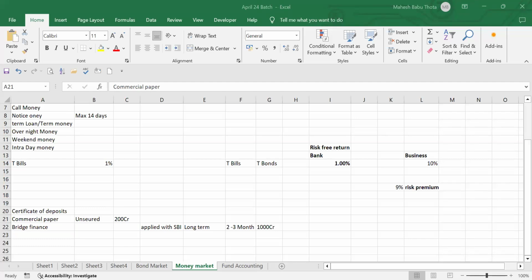Understood, everyone? Lokesh, understood? Yes, sir. This is an instrument, but bridge finance is not an instrument. It's a concept of borrowing. Okay. Then, anyone else?